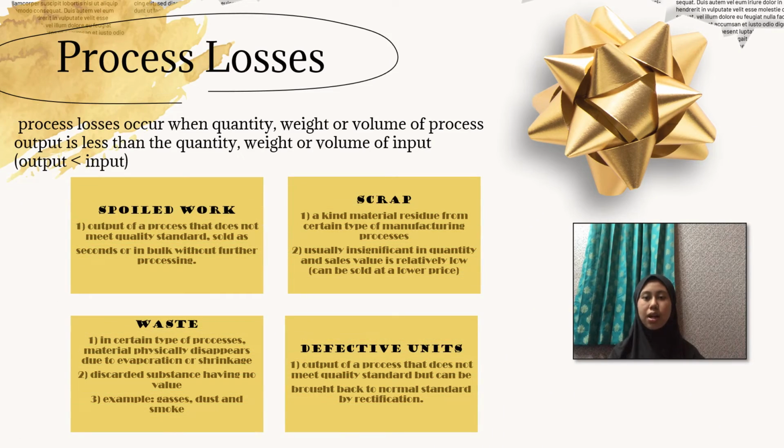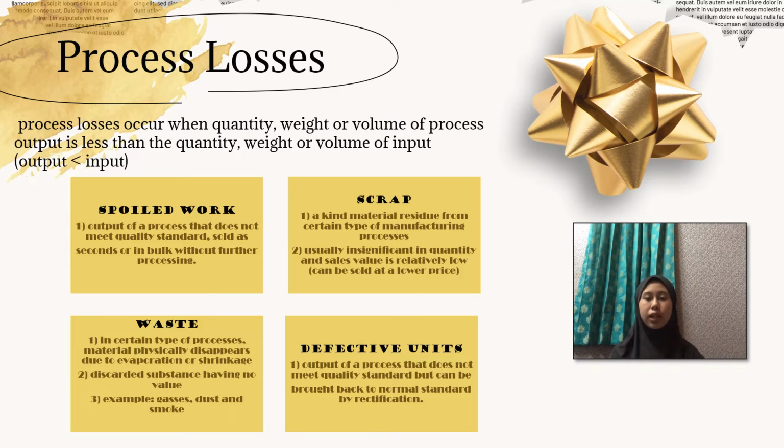Process losses occur when the quantity, weight, or volume of process output is less than the quantity, weight, or volume of input. Its main output is less than input. The possible causes of losses. First is waste. In certain types of processes, material physically disappears due to evaporation or shrinkage. It is a discarded substance having no value. Examples are gases, dust, and smoke.